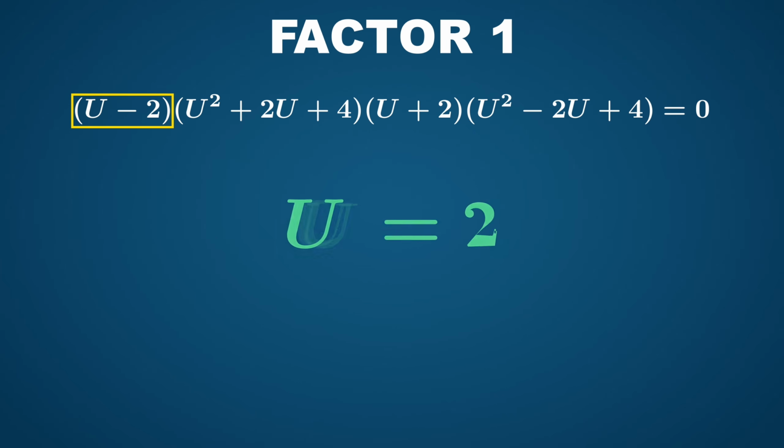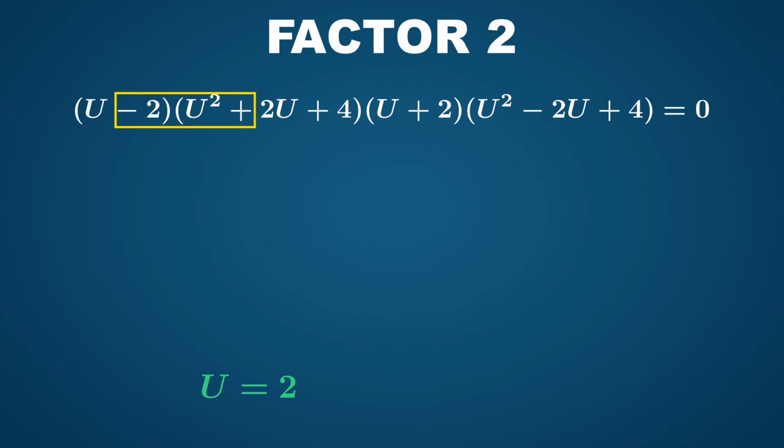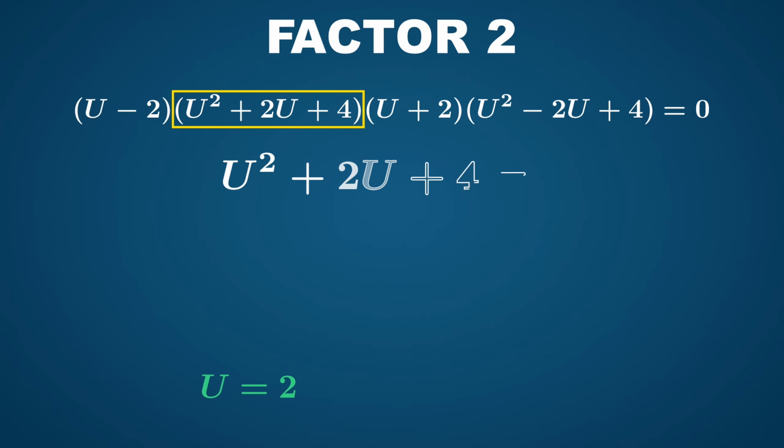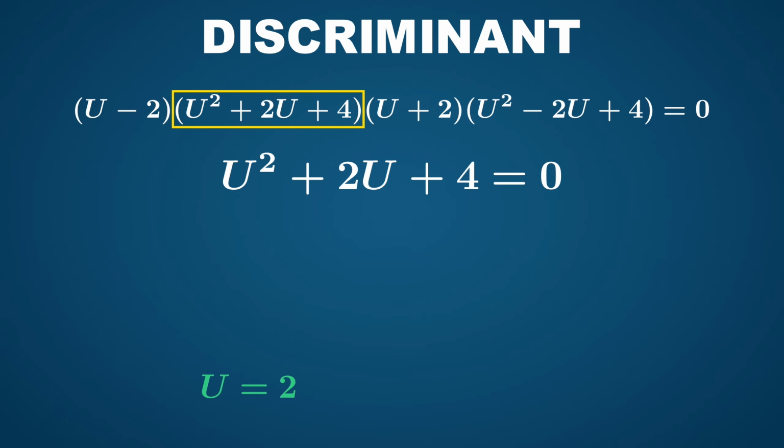This operation gives us our first potential root, which is u equals 2. Now we move on to the second factor in our long polynomial equation. We set u squared plus 2u plus 4 exactly equal to 0. This is a quadratic equation, so we should calculate its discriminant.